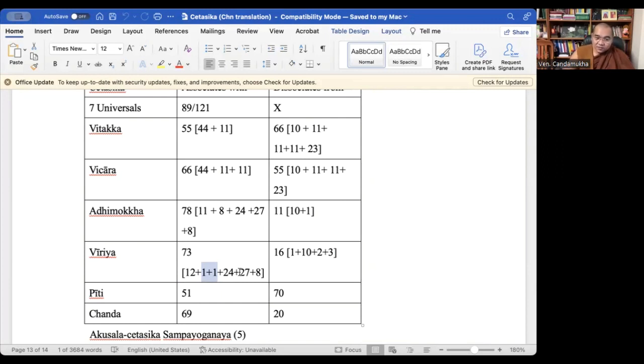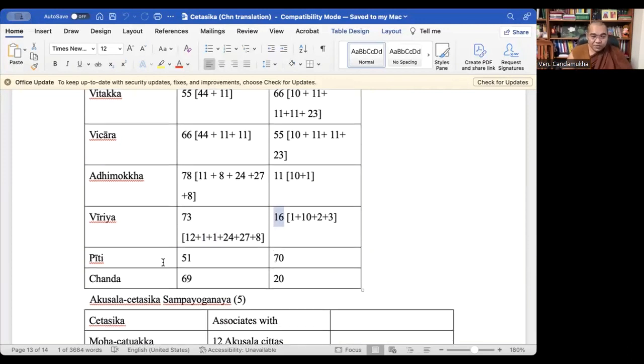Okay, so then we can understand that in the Viriya there is one Sampayoga Naya, because the Viriya associates with 73 Citta, and also Viriya dissociates from the 16 consciousness. Okay, then Viriya is one method.